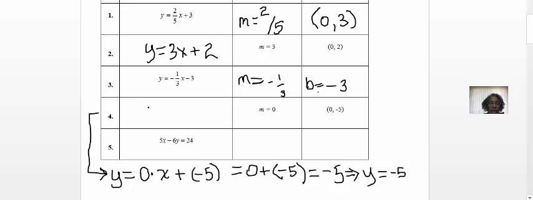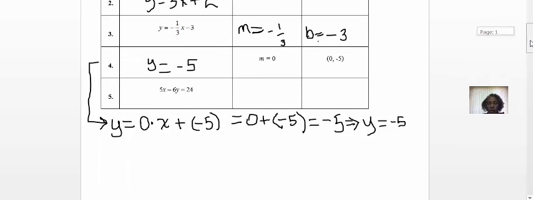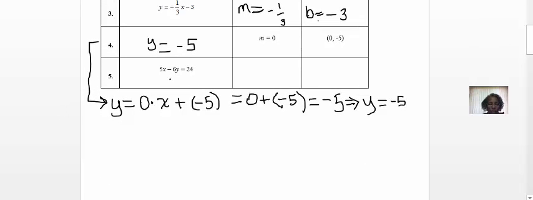And notice, anytime I have a horizontal line, the form of the equation will always be y equal to some constant. All points on a horizontal line have the same y-coordinate. x changes, but y must be -5. x can be any real number value.